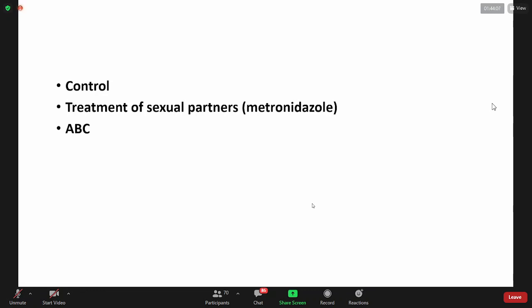Someone says they expected eosinophilia instead of neutrophilia, but eosinophilia is usually encountered in worms.